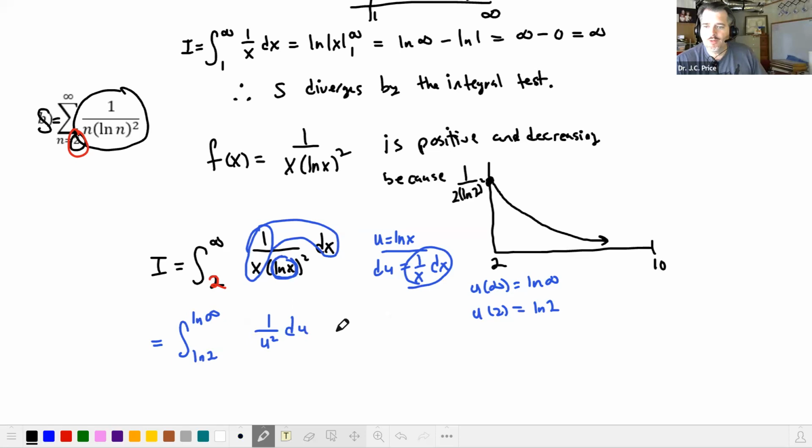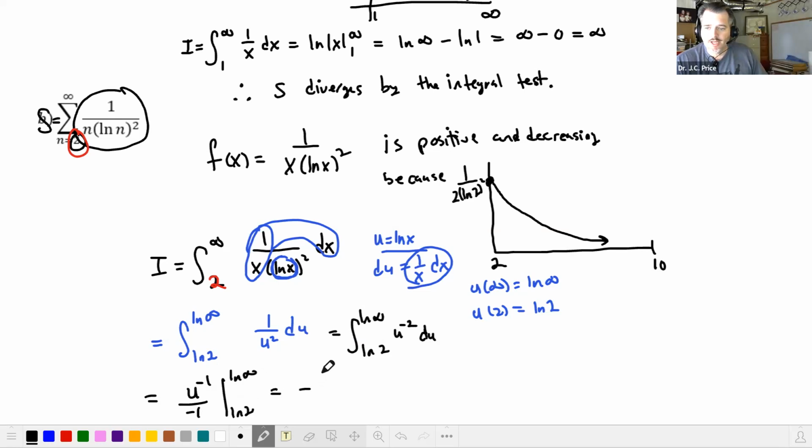And so this is going to be equal to the integral of ln of 2. So this is one of my types. So I'll write this as u to the negative 2 du. And I can integrate that by simply adding 1 and dividing by it. So u to the negative 1 divided by negative 1. So you add 1 to the exponent and divide by it. And I'm going from ln of 2 to ln of infinity.